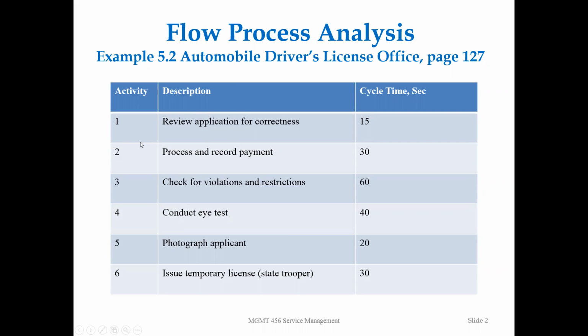So here, this particular example involves 6 different activities, 1, 2, 3, 4, 5, 6. And the table also shows the cycle time for each activity in seconds. So for example, the first activity is review application for correctness. So it takes about 15 seconds. The last one is about issue temporary driver license. It takes about 30 seconds. So this is cycle time, how long it takes to process each activity.